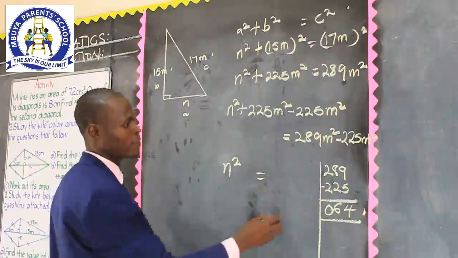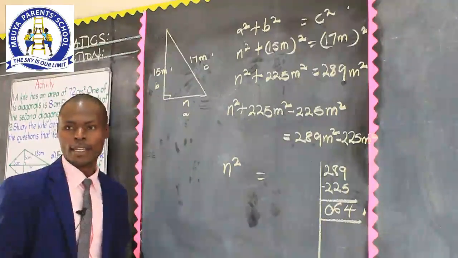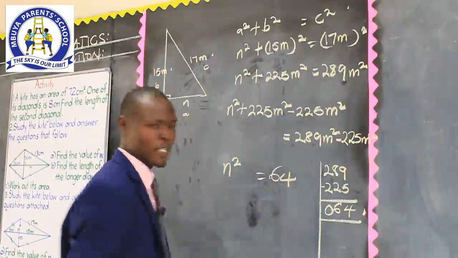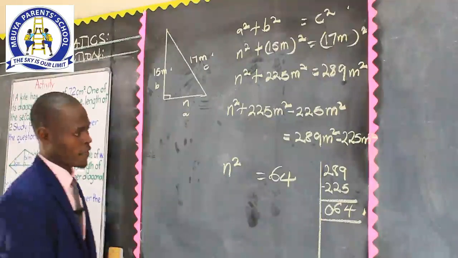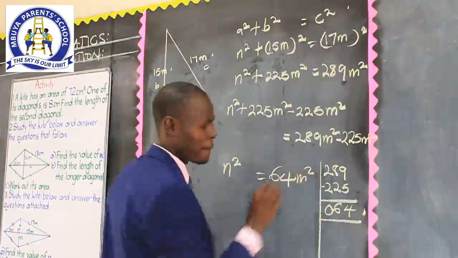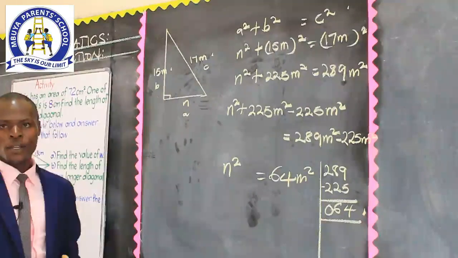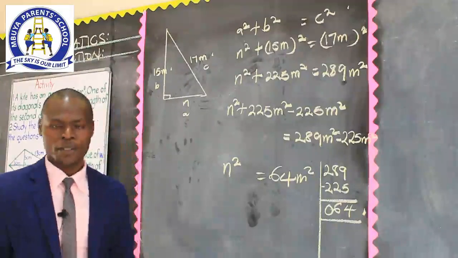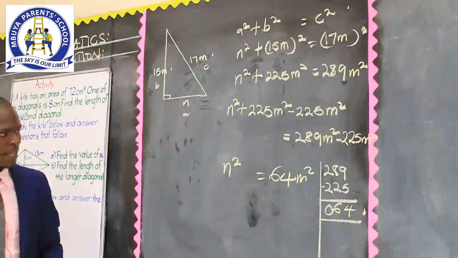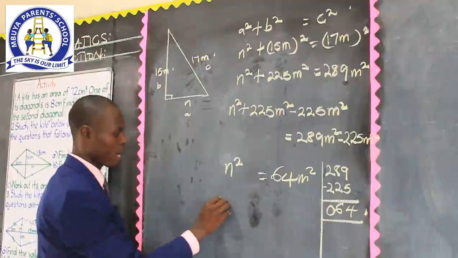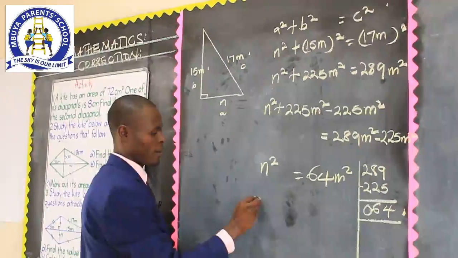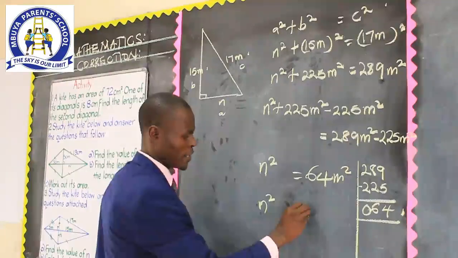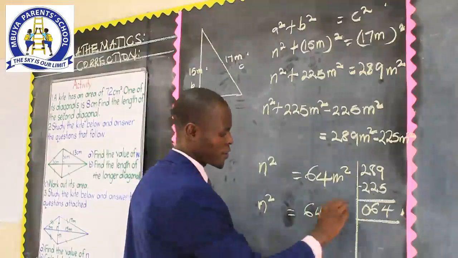So we shall have 289 take away 225, giving us 64. Please do not forget the units. That is a square and meters. At that point, class, you can now go ahead and introduce the square root symbols, as a way of getting the square root on each side. Class, we have our n squared giving us 64 square meters.